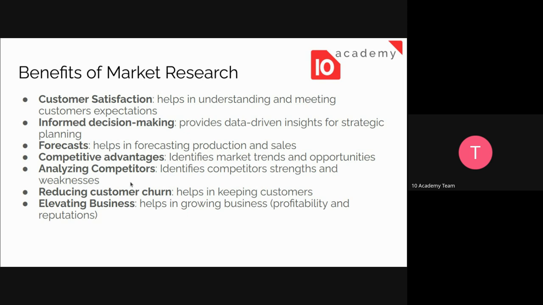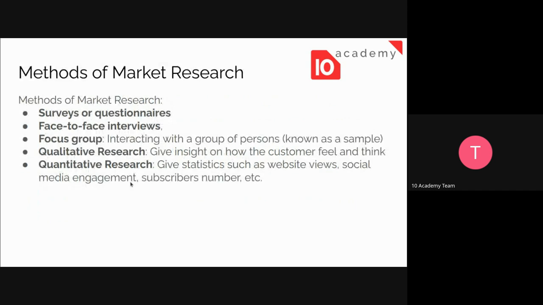So the question you may ask, how can we do market research? To do market research, we can use a survey or questionnaire, which is a list of questions that we will ask our audience or our customers or consumers. We can use also face-to-face interviews to get information from our audience. We can also use a sample or focus group. Here we will interact with a group of persons, it might be 6 to 10, and gather data through question and answer.